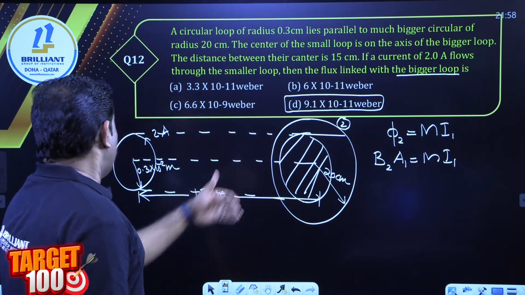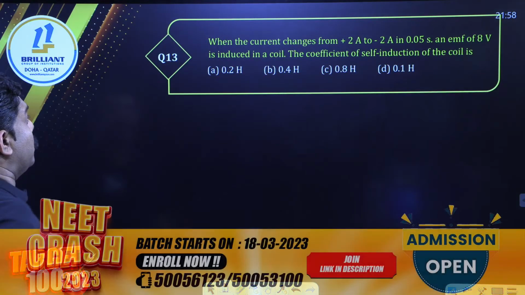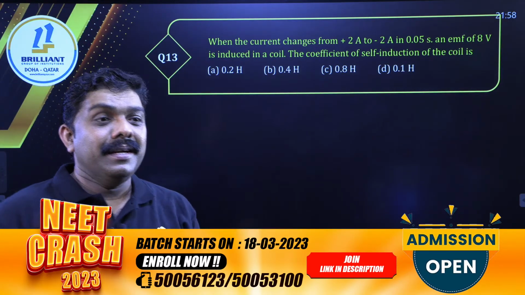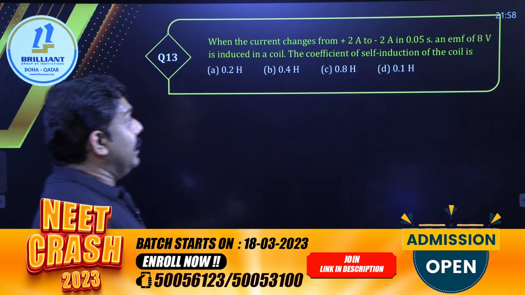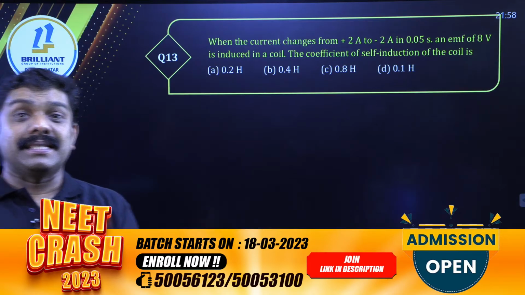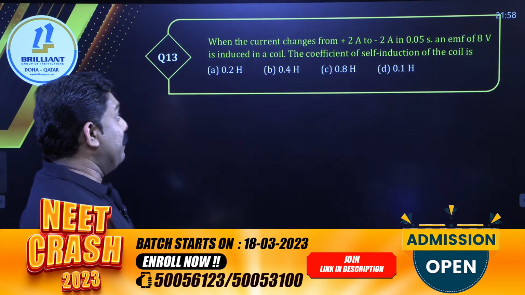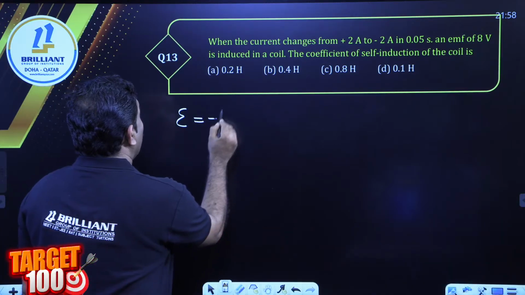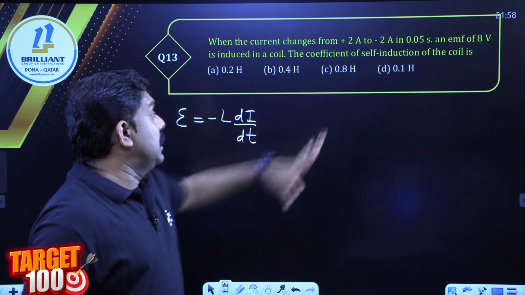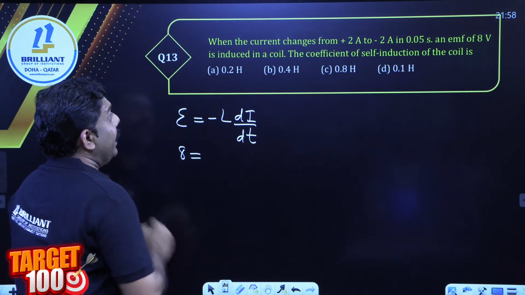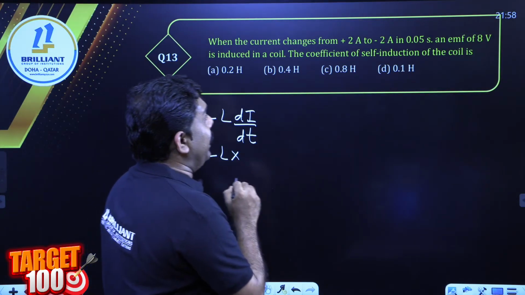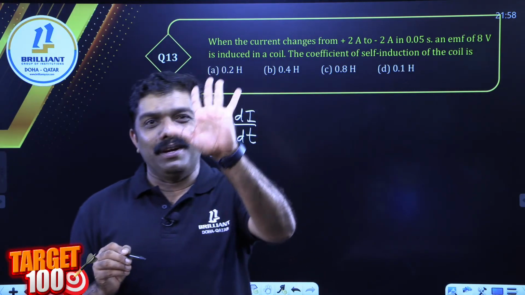As we have many questions, I am going to do the next question now. Please see, when the current changes from plus 2 ampere to minus 2 ampere in 0.05 second, an EMF of 8 volt is induced in the coil. Find the coefficient of self-inductance of the coil. We have the formula E is equal to minus L di by dt. I'm going a little faster because we have only 5 minutes.